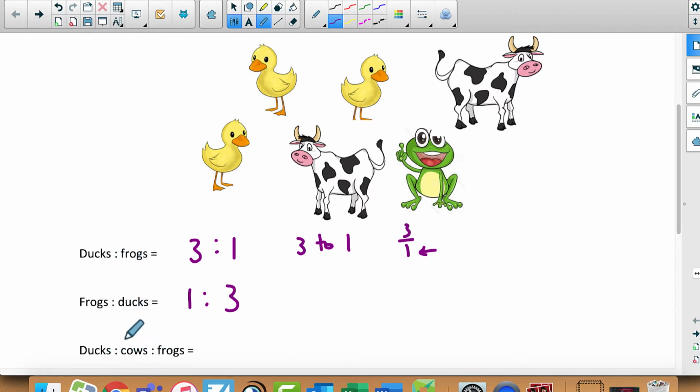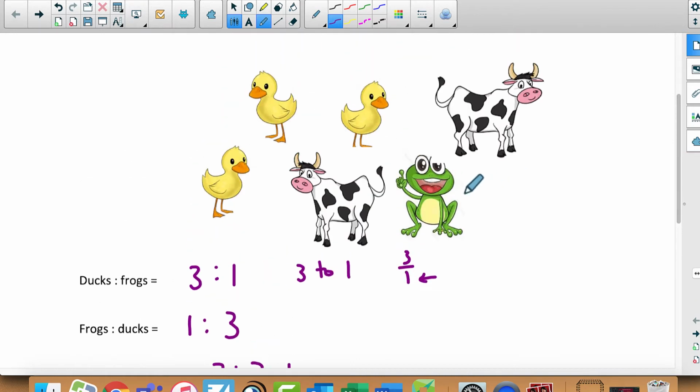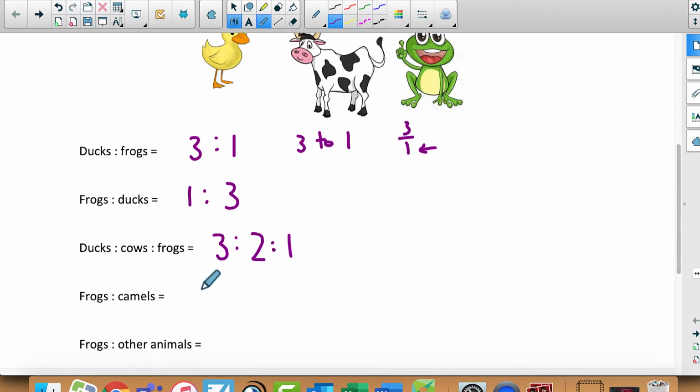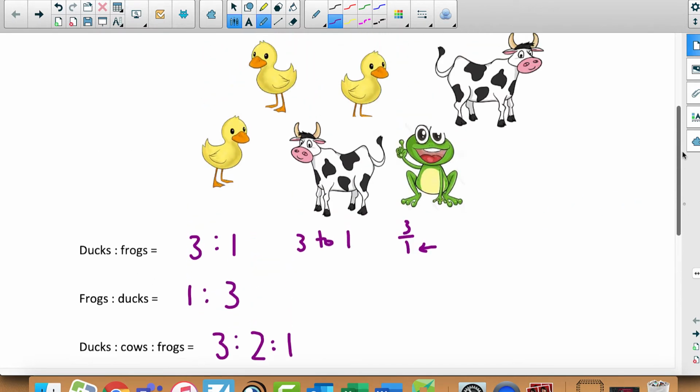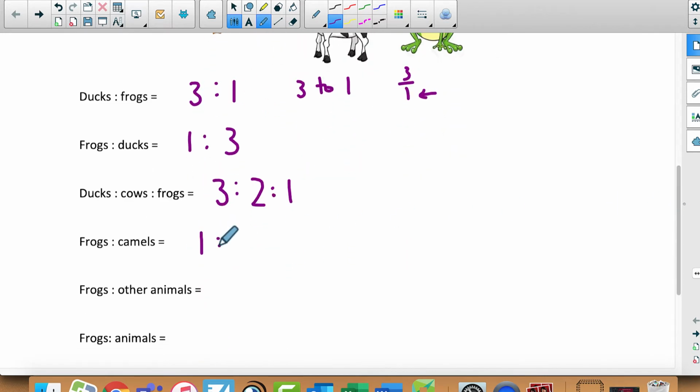Here's a 3-term ratio. We're comparing 3 things, ducks to cows to frogs. Well, ducks, there's 3. Cows, there's 2. Frogs, there's 1. So that is your 3-term ratio. Next, frogs to camels. Okay, frogs, I see 1 frog. And camels, I do not see any camels up here. Do you see any? I don't think so. So what does that mean? It means the ratio is 1 to 0. I definitely would not write it as a fraction because it looks like you're dividing by 0, and you can never divide by 0 in math. So, I would not do that in this case.